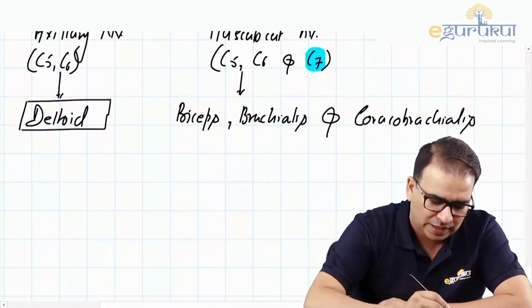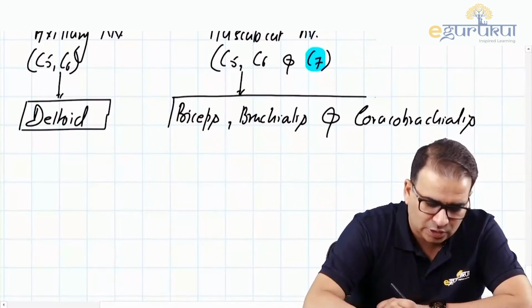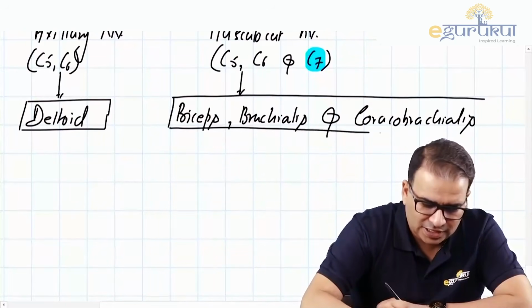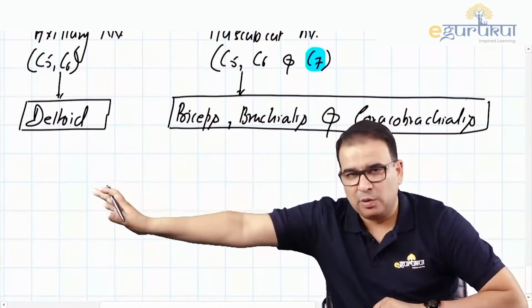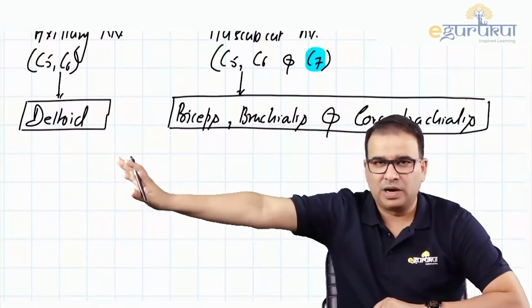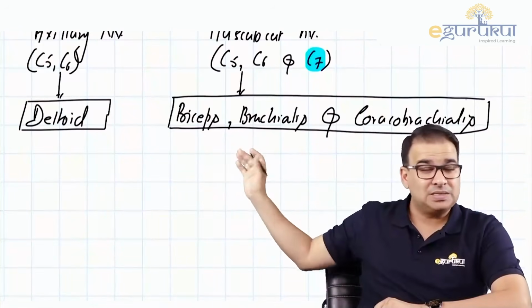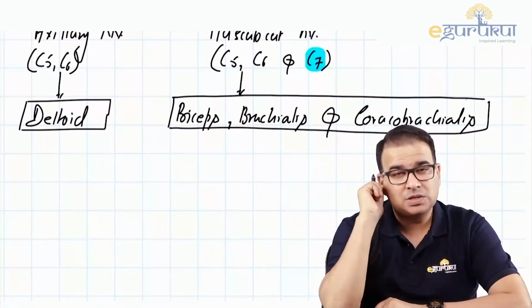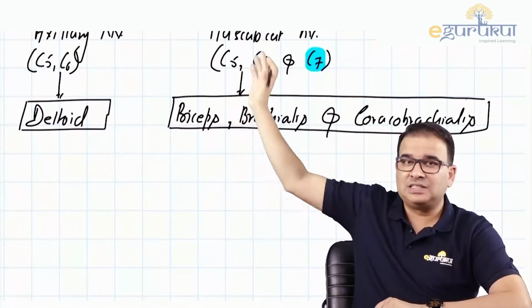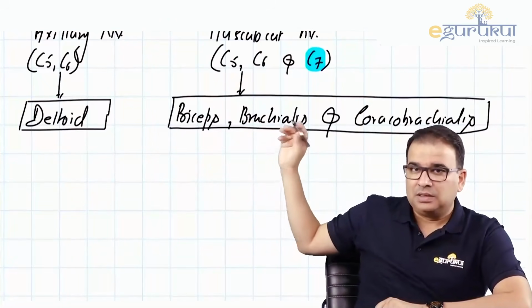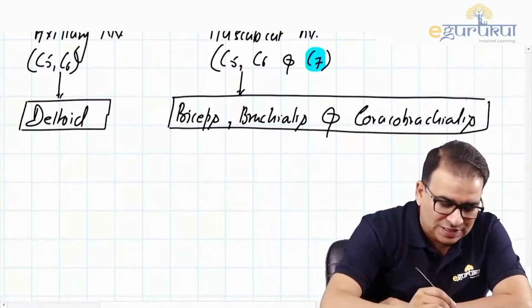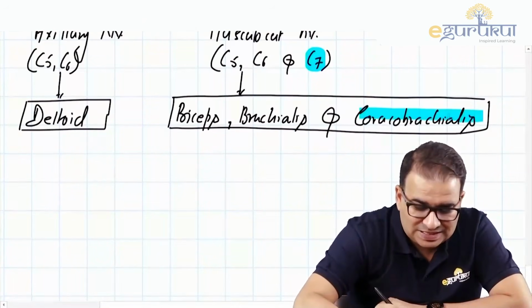It supplies coracobrachialis. It supplies biceps, brachialis, and coracobrachialis. And here is a catch, here is a question also, guys. Deltoid muscle is gone, no question about it. C5, C6 is gone, deltoid is gone. Forget about it. Biceps and brachialis are also involved completely because they are also supplied by the C5 and C6 of musculocutaneous nerve. But the coracobrachialis also receives the contribution from C7.